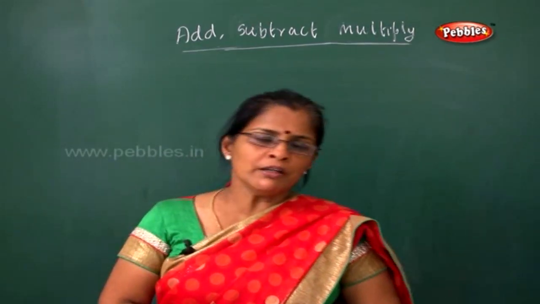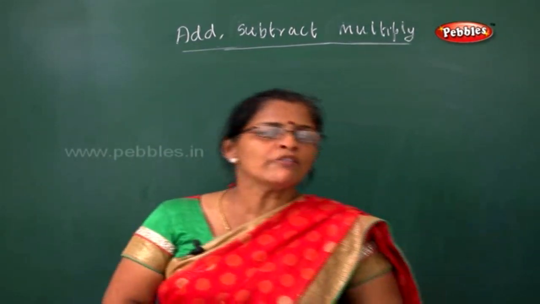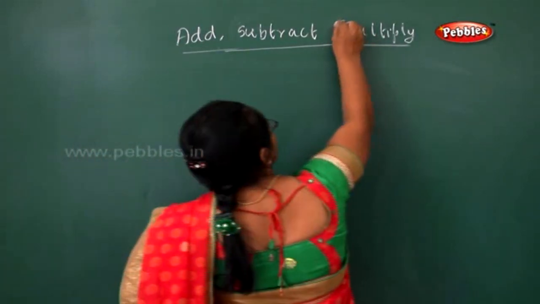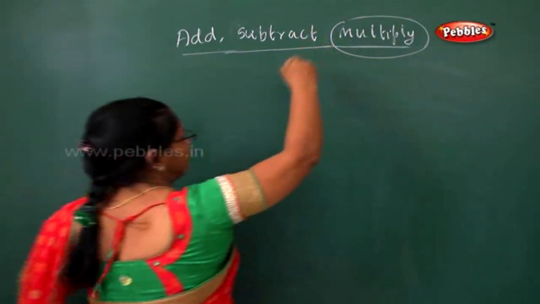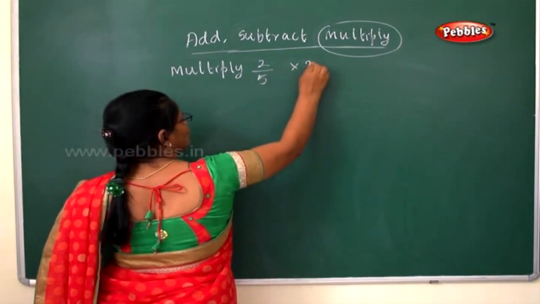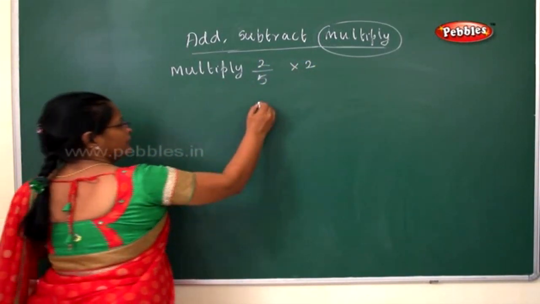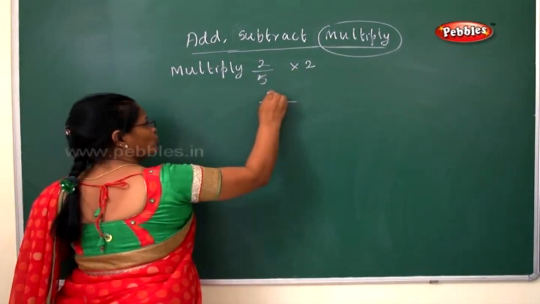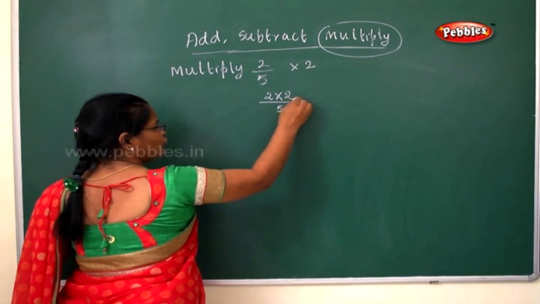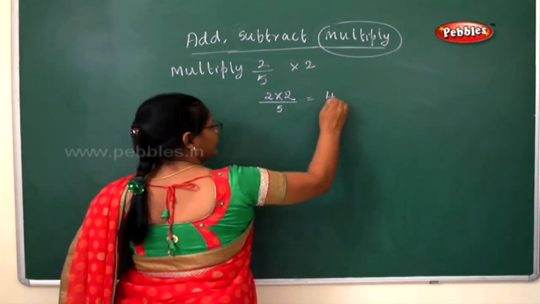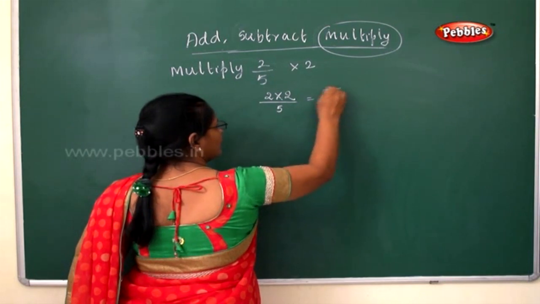You have already learned addition and subtraction of fractions. Now we are going to go with multiplication. Multiplication of fractions. Multiply 2 by 5 into 2. Now how will you multiply? Write this denominator 5 here. Now what you have to do? 2 into 2. Just write the numerator on the top. 2 2s are 4. It is 4 by 5.